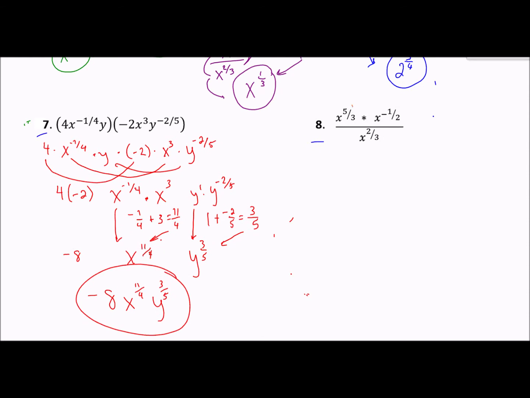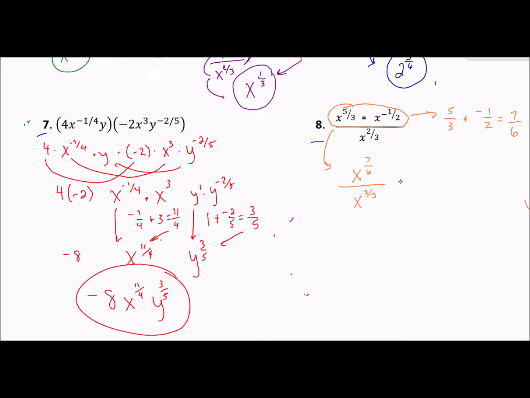We've got these two on top being multiplied. When you multiply, you add powers. So I'm going to take 5/3 plus negative 1/2. That would be, calculator says 7/6. So our top now becomes x to the 7/6 divided by x to the 2/3.